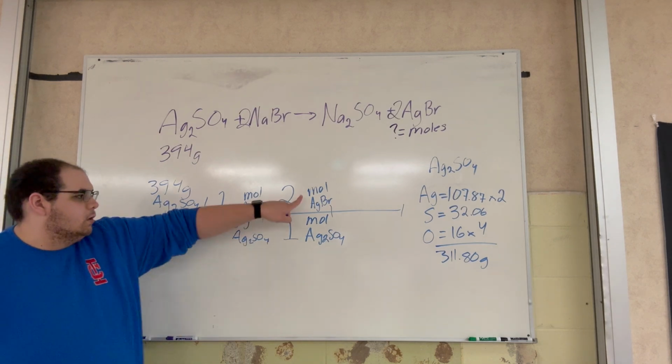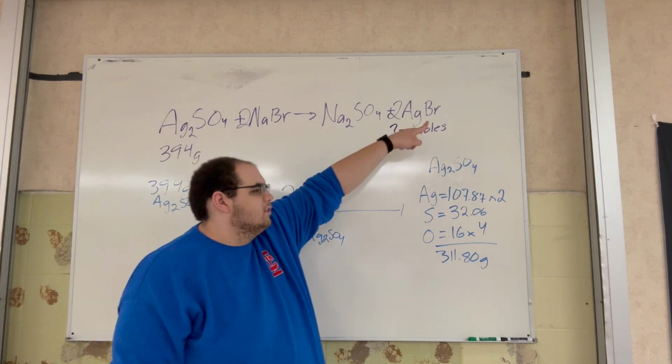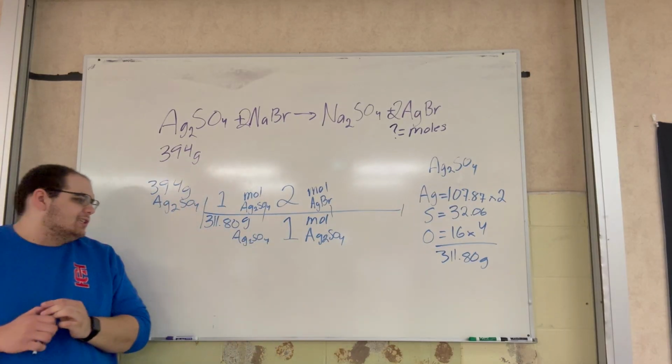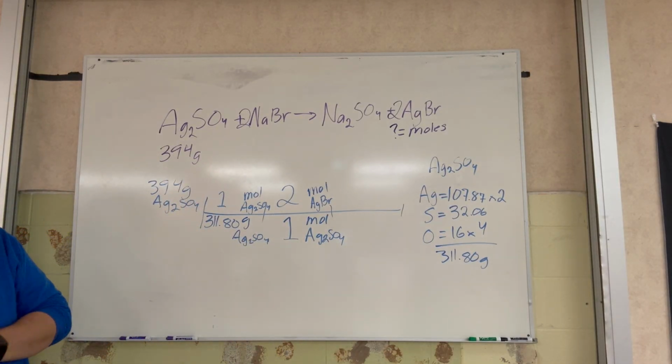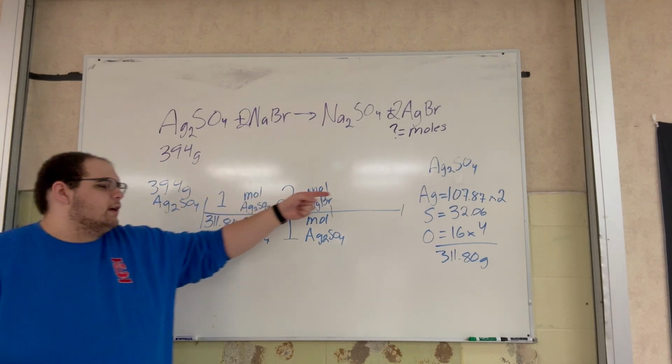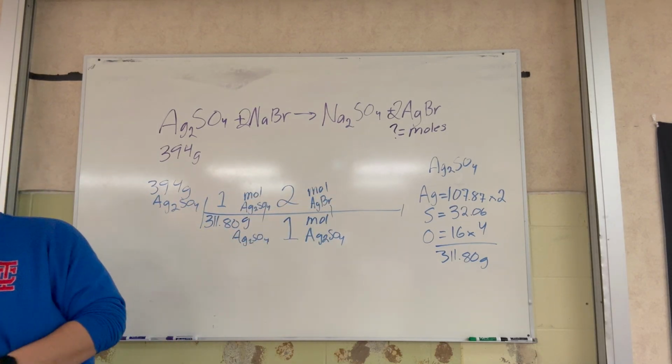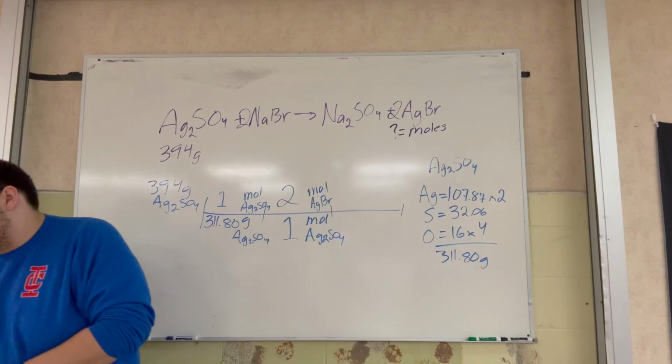Am I done? I have moles of silver bromide in the top right. I'm looking for moles of silver bromide. I'm good to go to start my calculating. Multiply everything across the top, divide by the bottom. Tell me what you get.